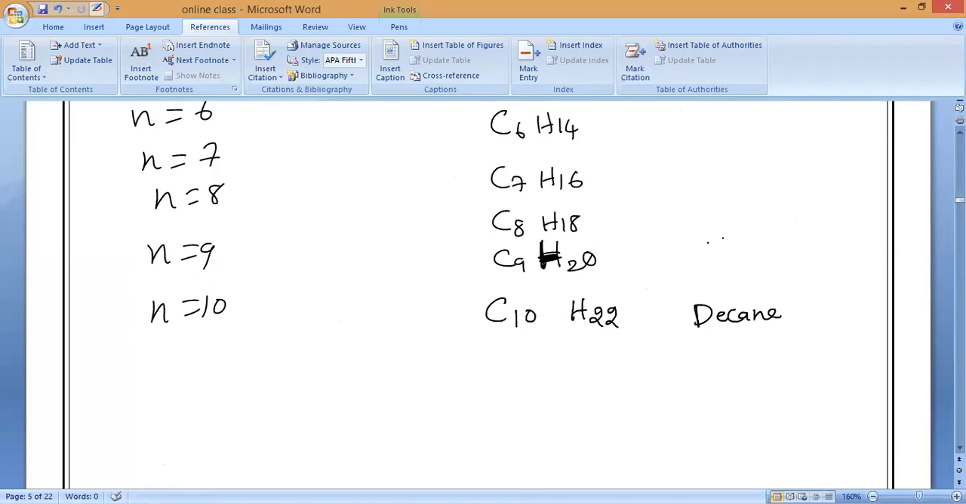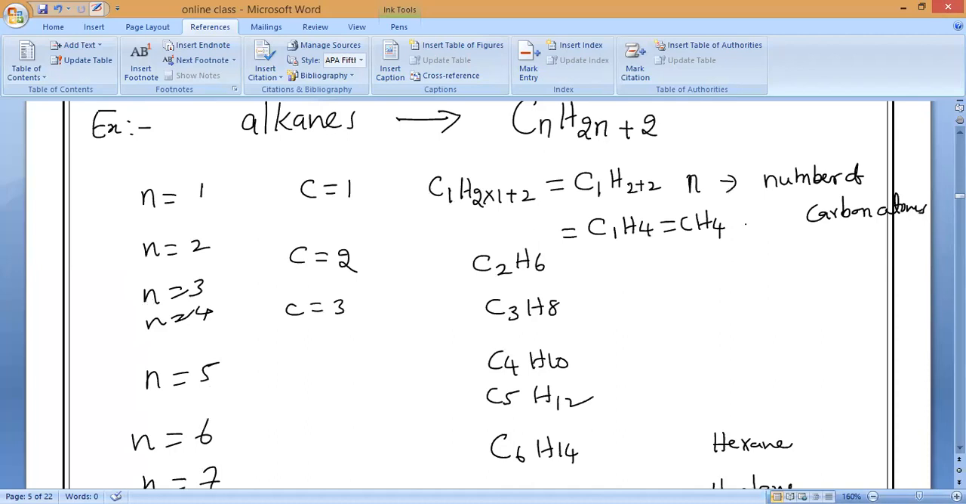Decane. This one? No name. This one? Octane. This one? Heptane. Okay. This one? Hexane. So the remaining ones you all know. What are the names of these? Methane, ethane, propane, butane, pentane.